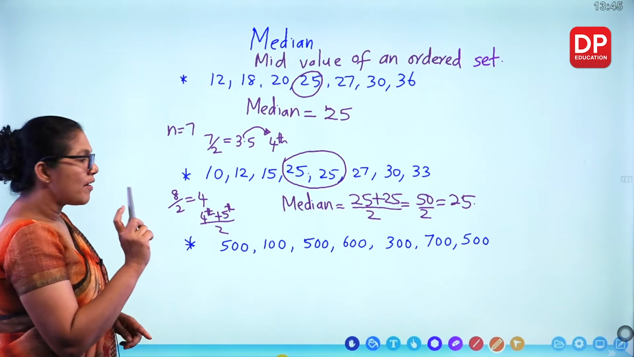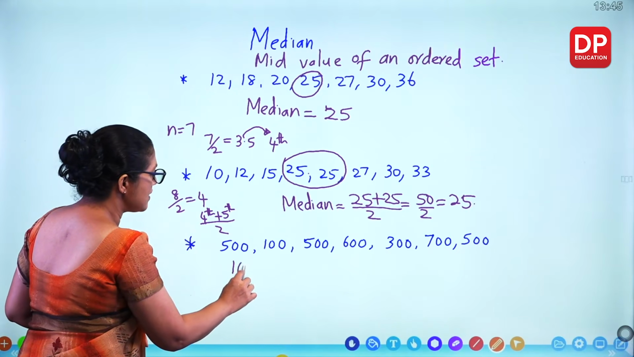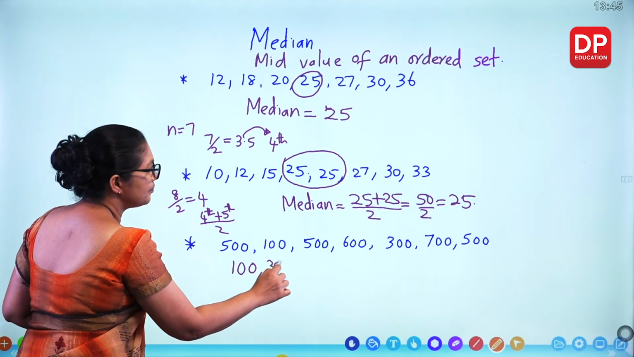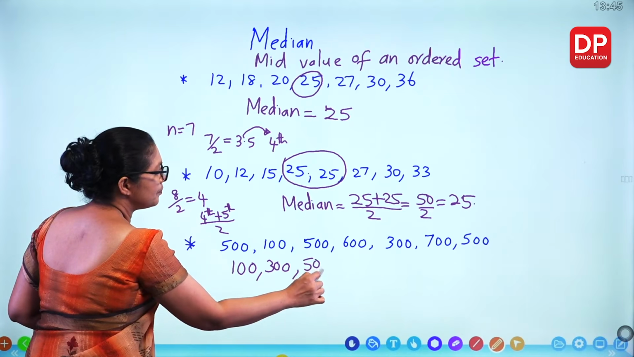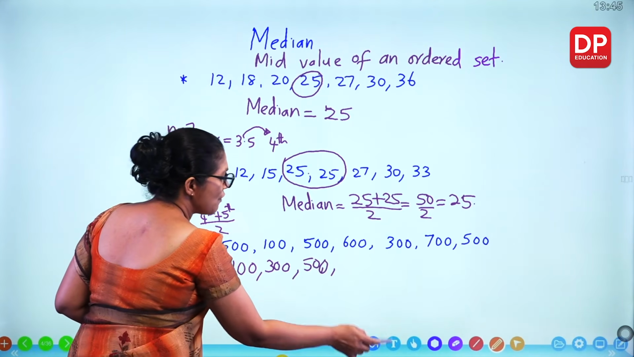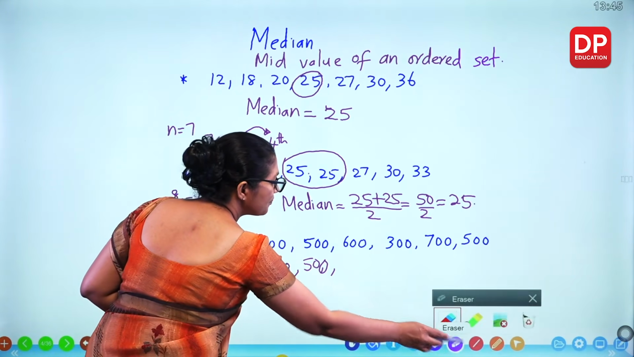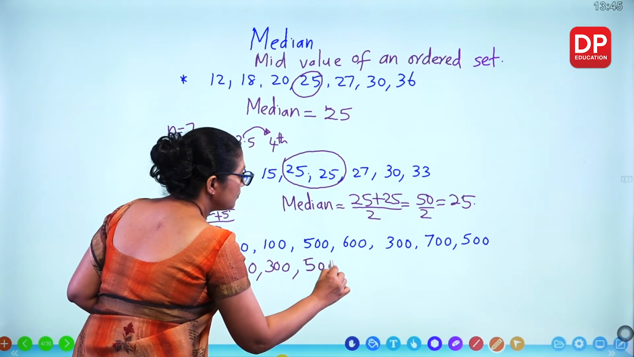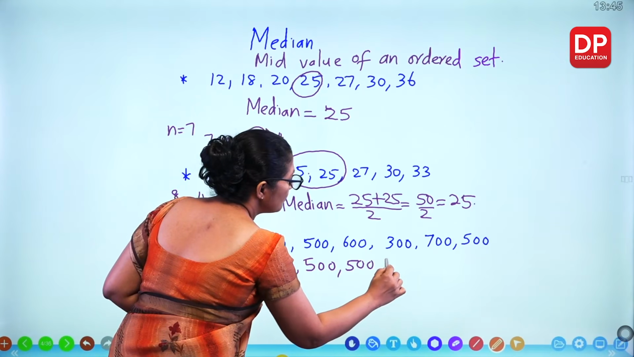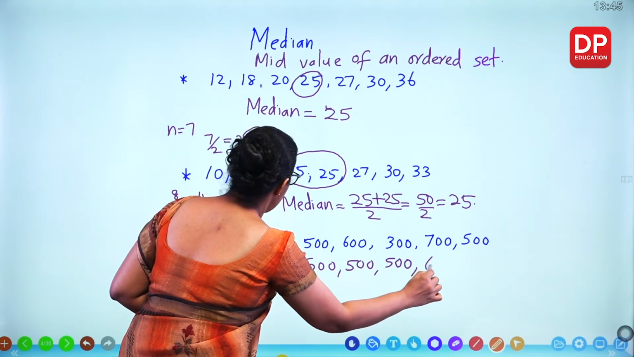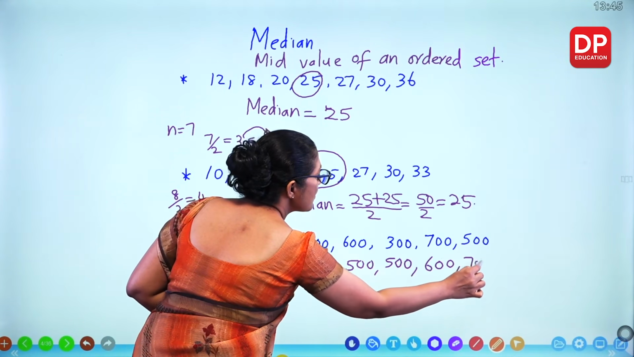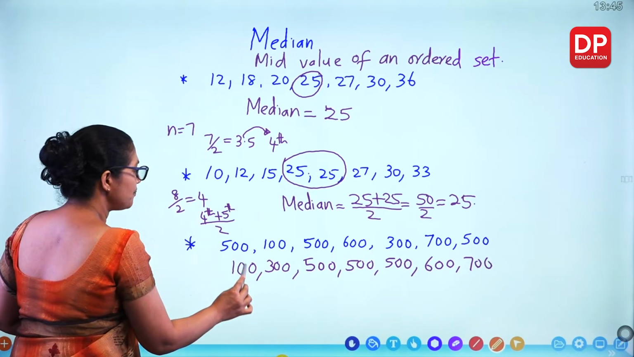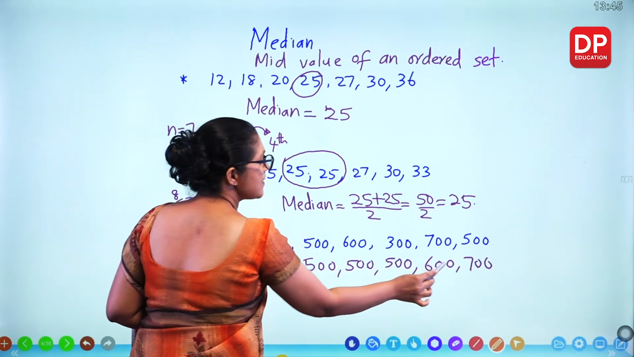Now take the same exercise we did before, number of coconuts sold for 7 days. This is not in order. Arrange this in order. Three 500s are there, and 600 and 700. So what you do? 1, 2, 3, 4, 5, 6, 7.